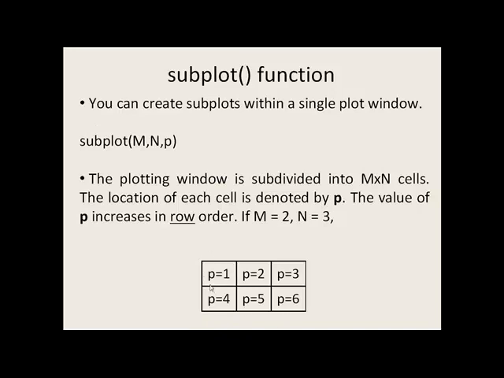We start in the upper left cell, and this will be the P equals 1 cell. P will increase in row order. So the cell to the right will be P is 2. The cell to the right of that will be 3. Then we go down to the next row. The lower left cell is 4. Then as we go right, we get to the 5th and then the 6th cell.